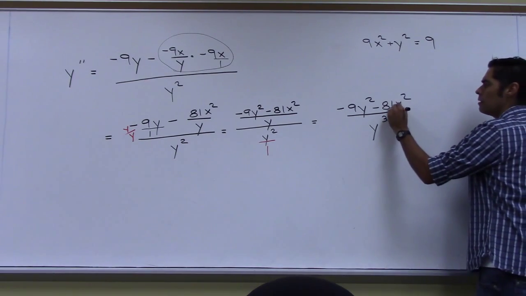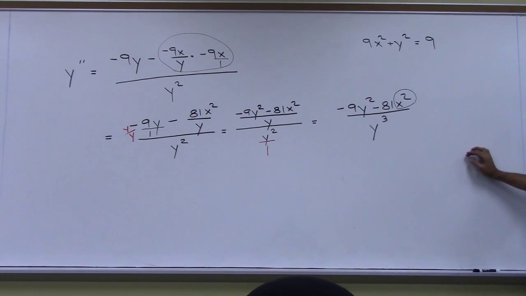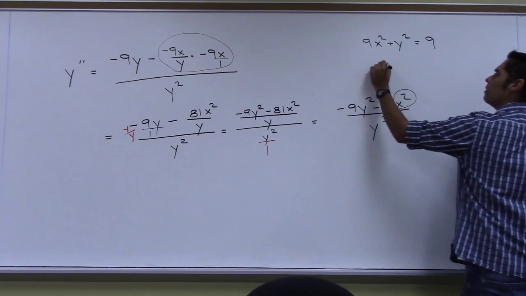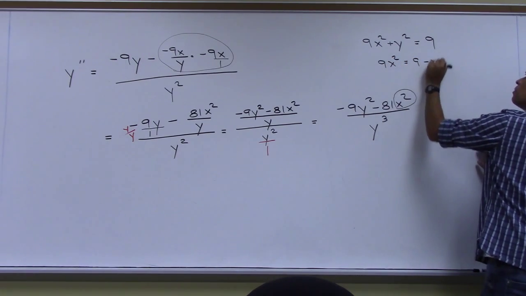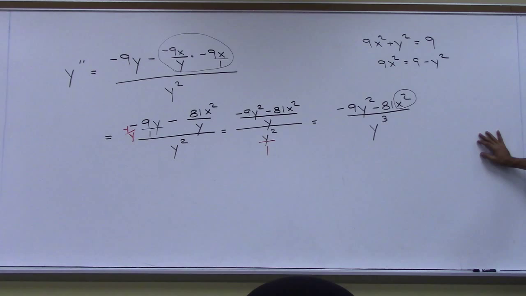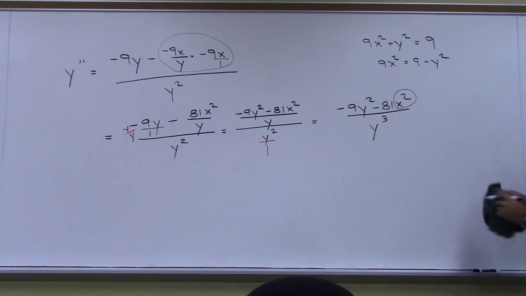So can you tell me what x squared is? Can you solve that for x squared? 9x squared equals 9 minus y squared. You're solving all the way for x squared, right? Let me try something a little different. It might help. How about this?